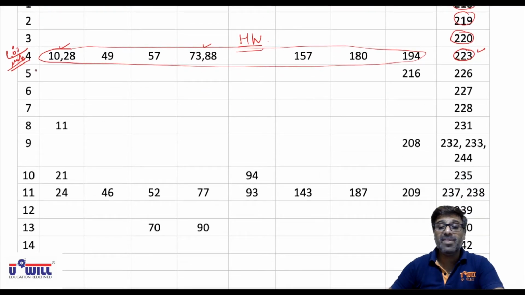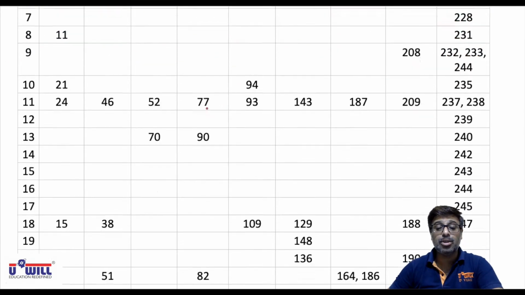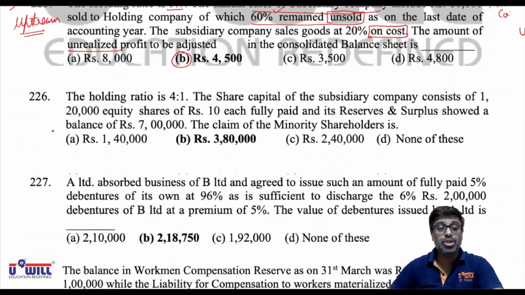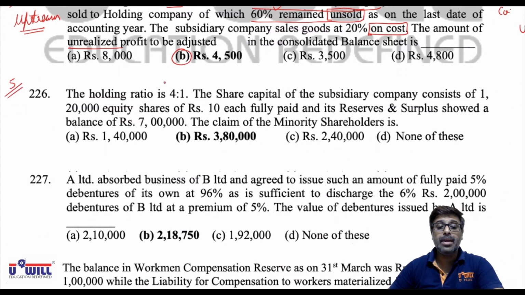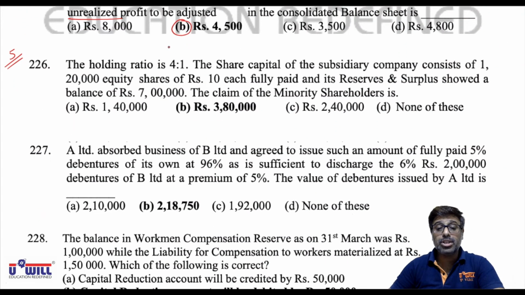Okay. Now, the fifth one is question 226. Look at it, everyone. Fifth question, 226, I am solving. The holding ratio is again 4:1, so 4 by 5 and 1 by 5. The share capital of the subsidiary company consists of 1,20,000 equity shares of 10 each, fully paid up, and its reserves and surplus showed a balance of rupees 7 lakhs. The claim of minority shareholders.